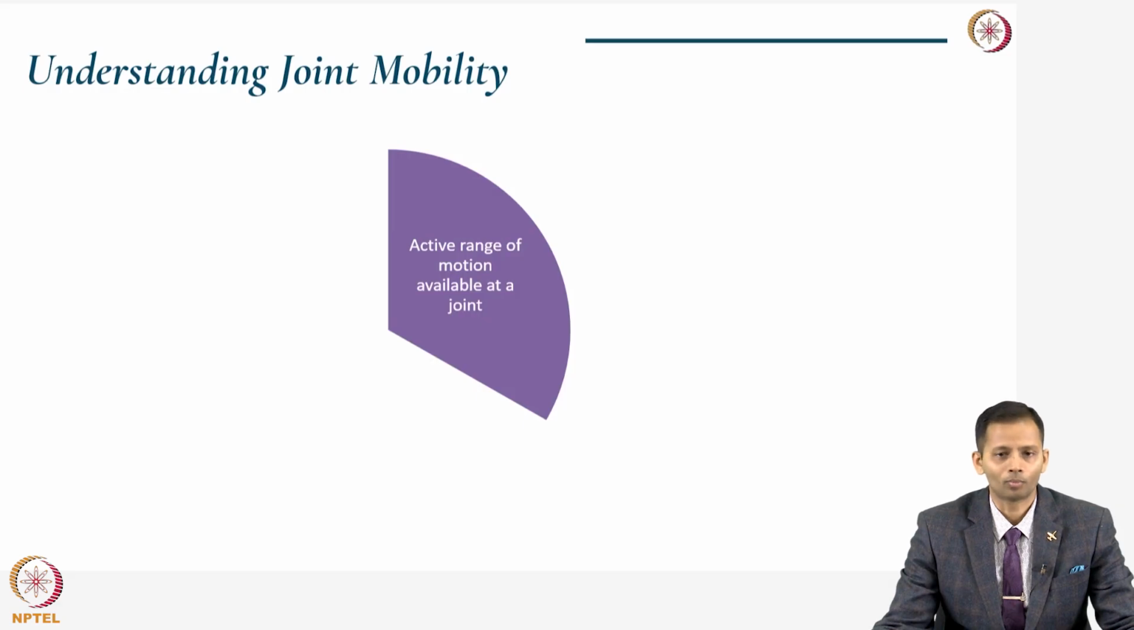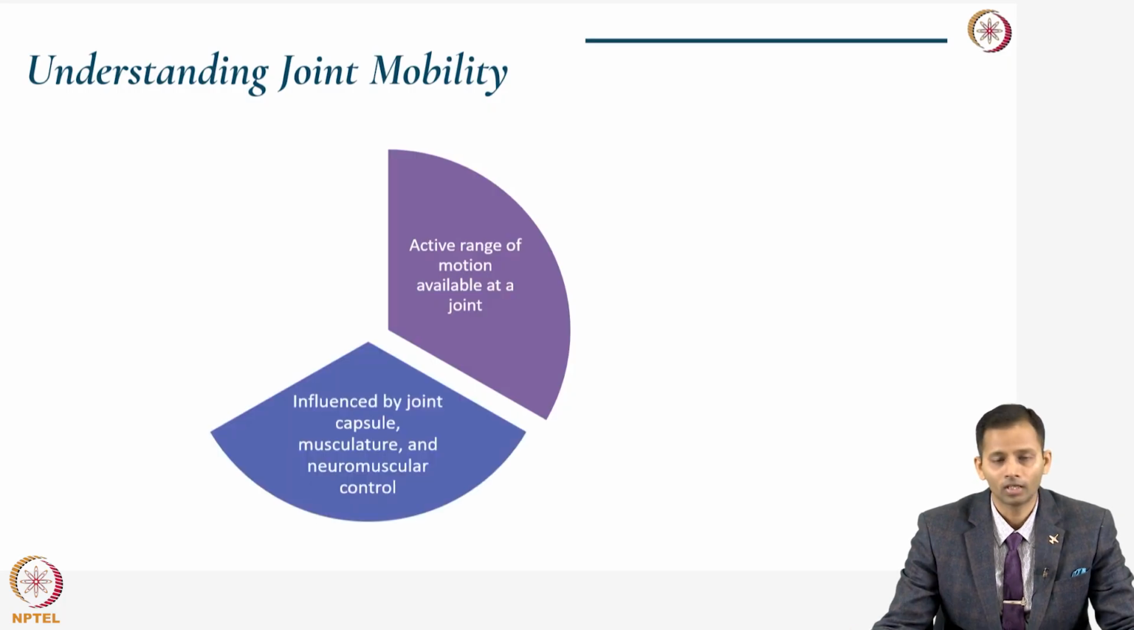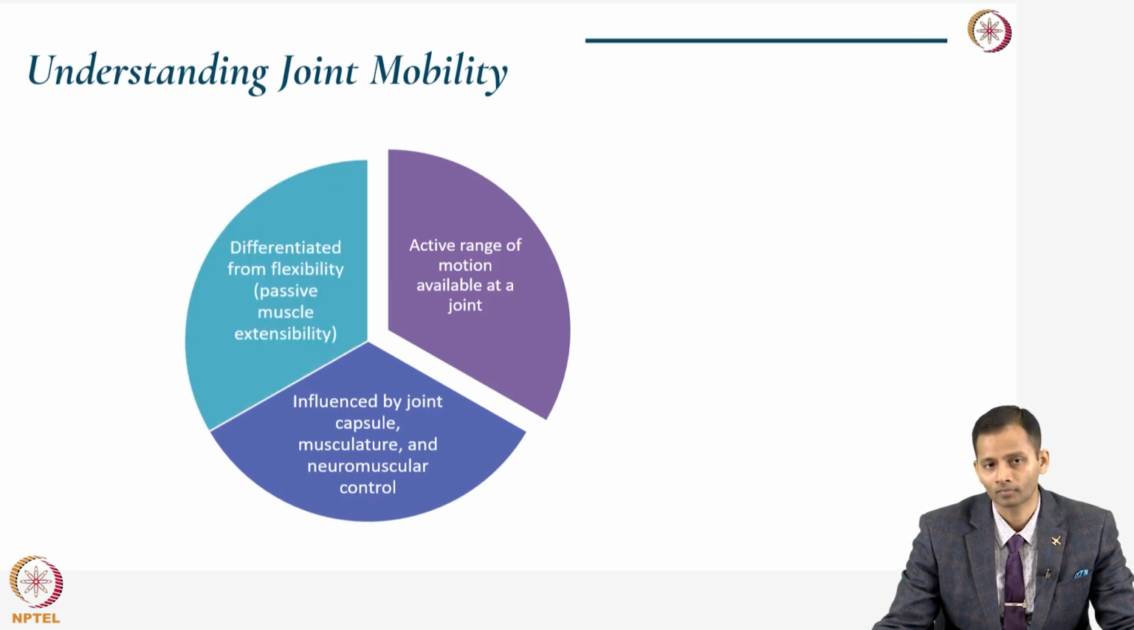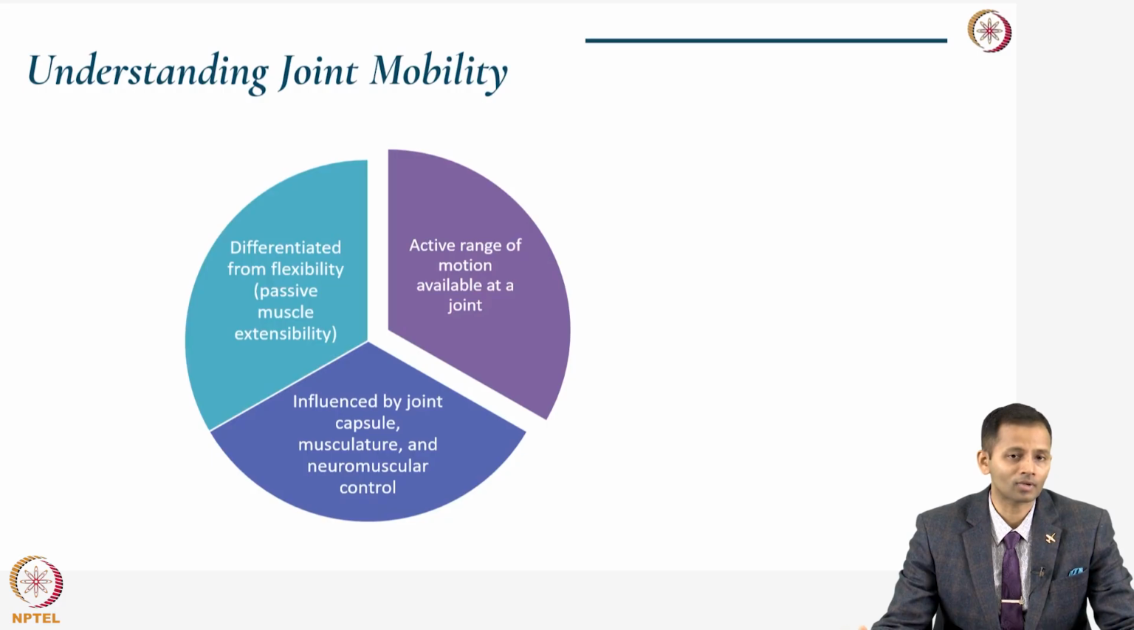Let's understand joint mobility. We know that joint mobility is an active range of motion available at the joint. It is influenced by the joint capsule, the muscle surrounding the joint, and the neuromuscular control. It is differentiated from flexibility by the active nature that is involved in joint mobility.